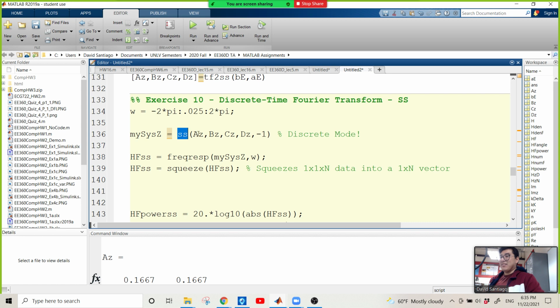So once you confirm that, then you can proceed to continue the lab, and then use the state space equation, AZ, BZ, but put this -1 there. This turns on the discrete mode. So if you don't, let me show you. Boom.